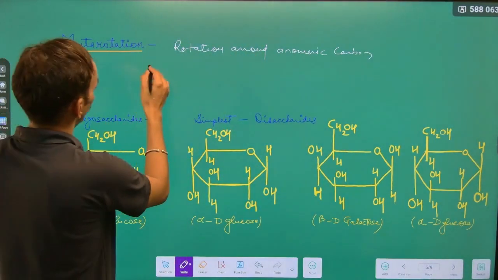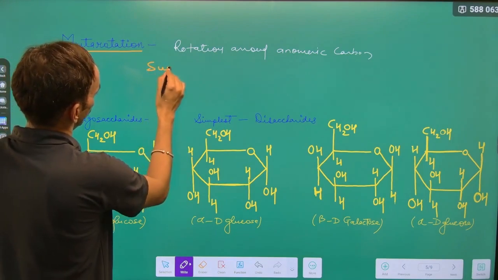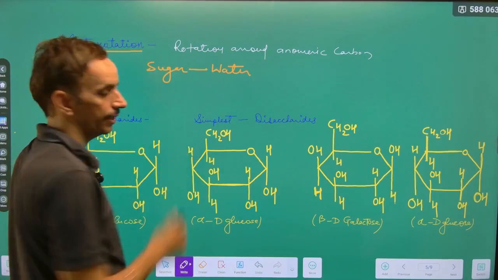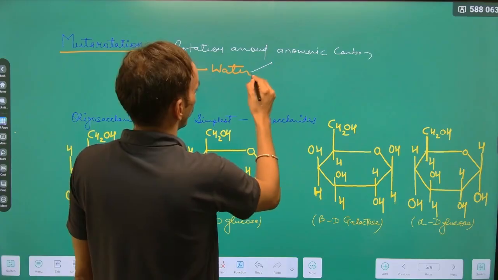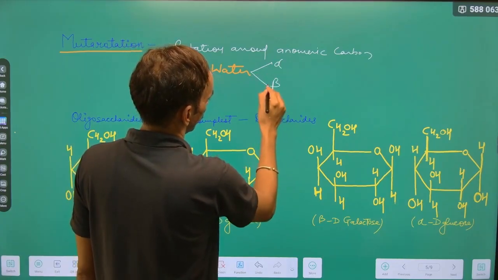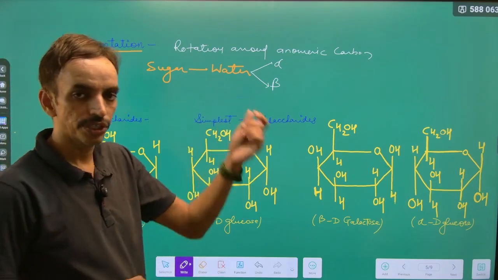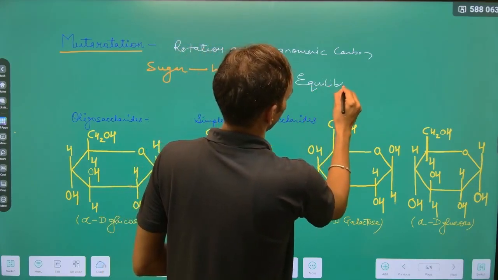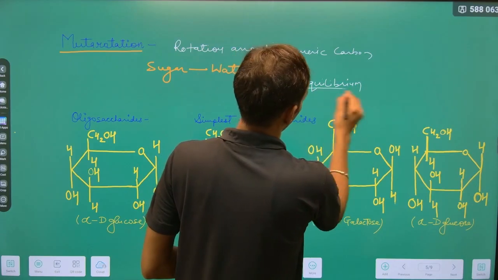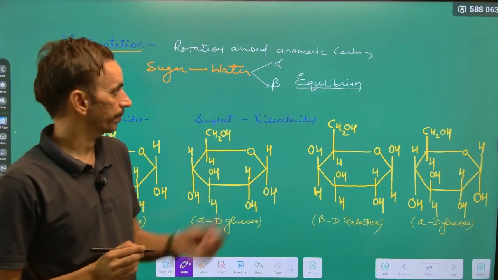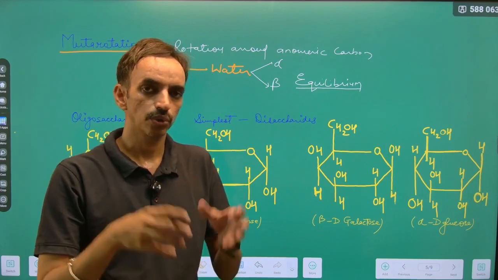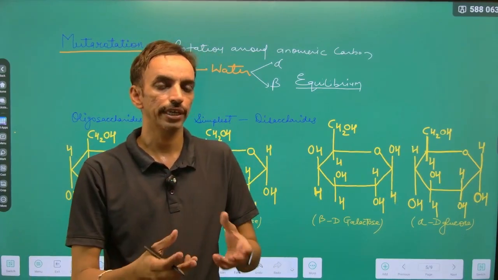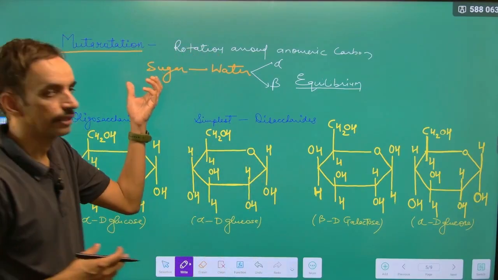If we dissolve any sugar in water, it will contain equal amounts of alpha and beta form. So to reach the equilibrium, there is a rotation around the anomeric carbon, that is known as the मूटा-रोटेशन. किसी भी शुगर को आप सॉल्यूशन में डालते हैं तो सॉल्यूशन में अल्फा और बीटा फॉर्म की इक्वल अमाउंट रहेगी. उस इक्वल अमाउंट तक पहुंचने के लिए जो रोटेशन होता है, that is called the मूटा रोटेशन.